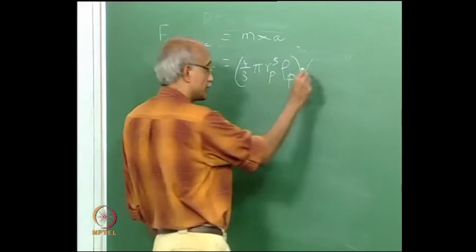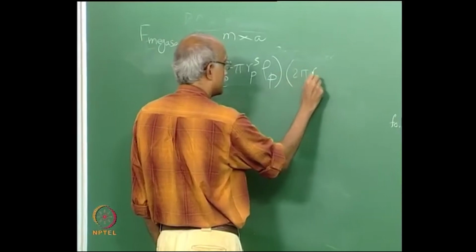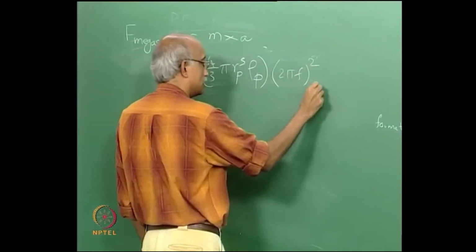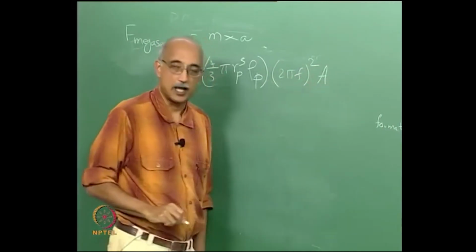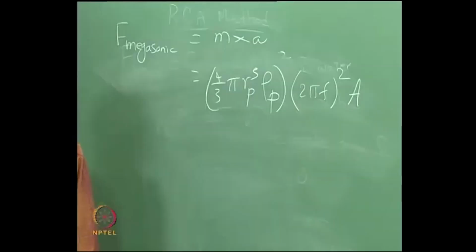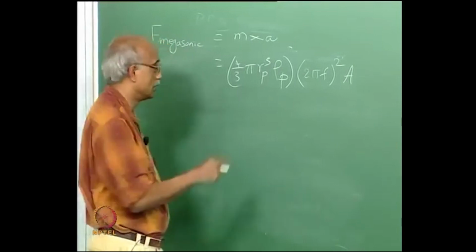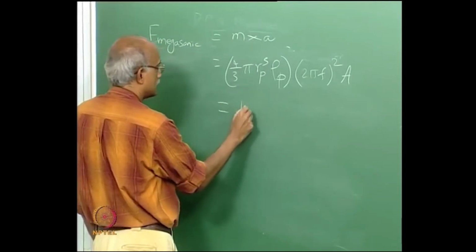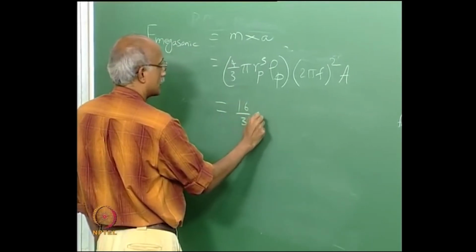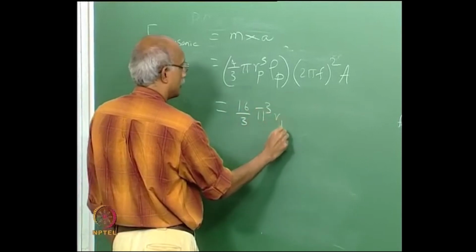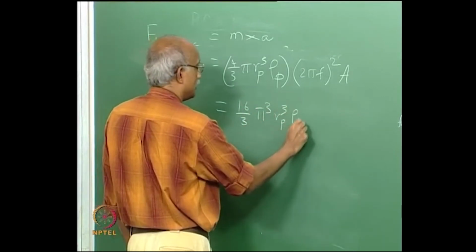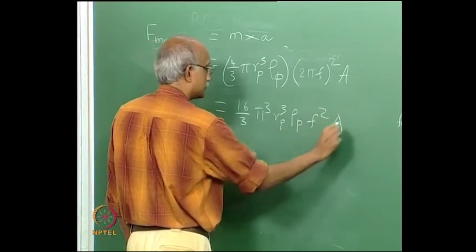Now the expression for this is (2 pi f) squared times the amplitude A. So f is the frequency of the acoustic field and A is the amplitude of the acoustic field. So when you combine these two, this is 16/3 pi cubed rp cubed rho p f squared A.